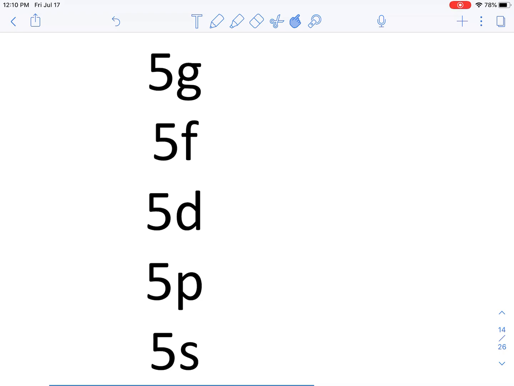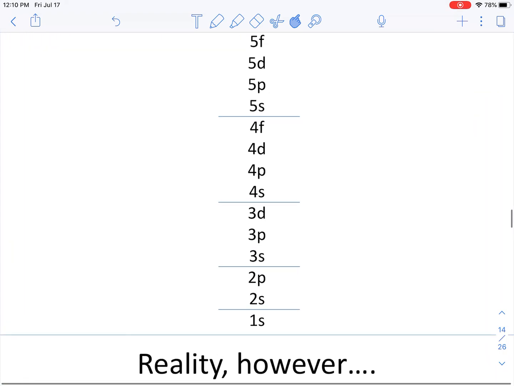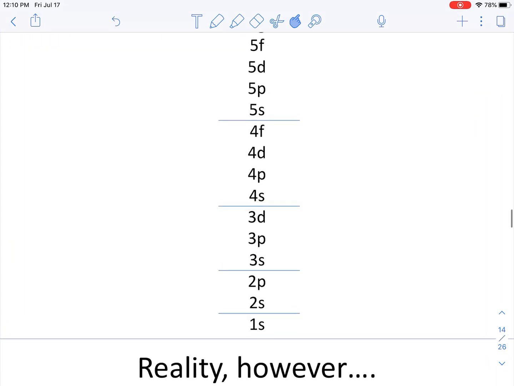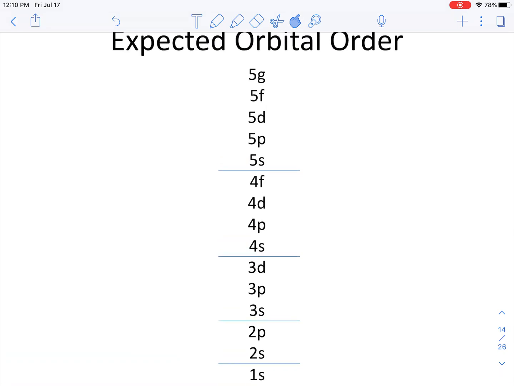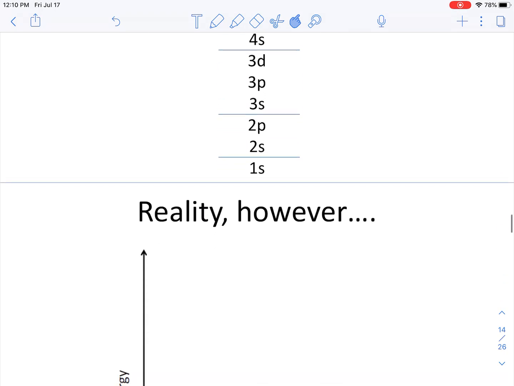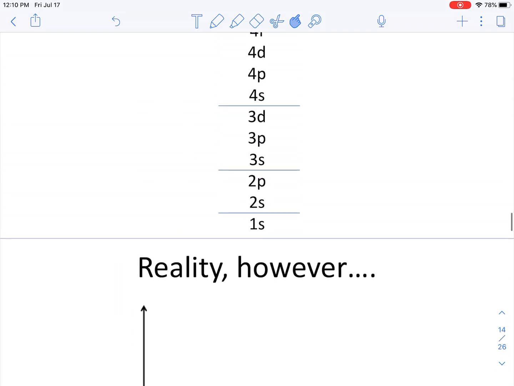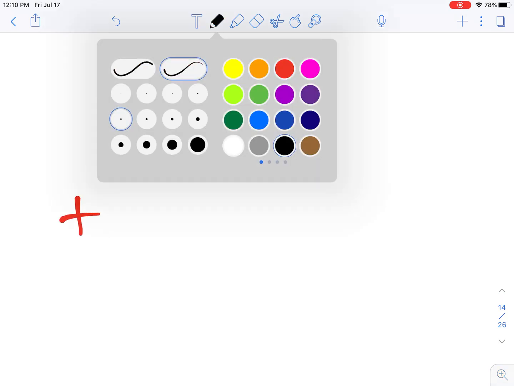At the fifth energy level, past F, you can go G, H, I, but we'll never get there because there are no elements with any electrons in those. So you would expect it to simply go in that order, and that would be great. Except in reality, remember, as you get further and further out from the nucleus, these shells get closer and closer together. So remember, we talked about this before.